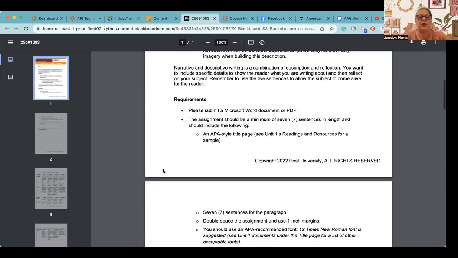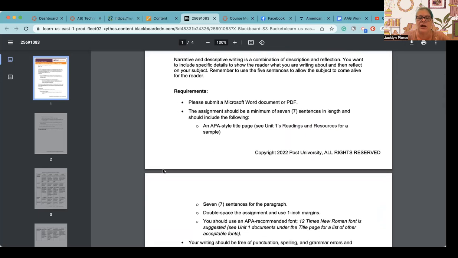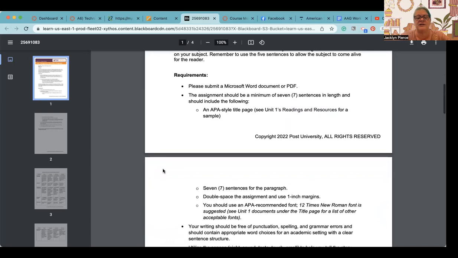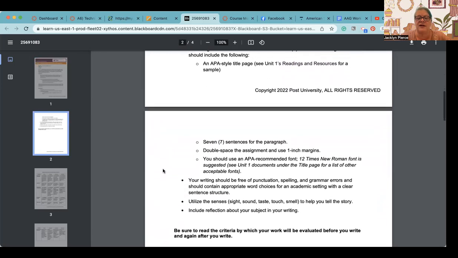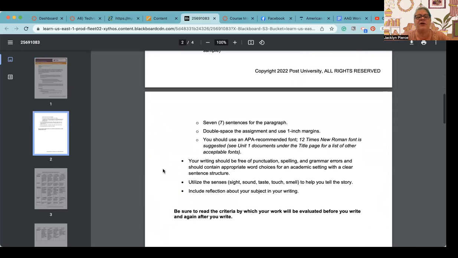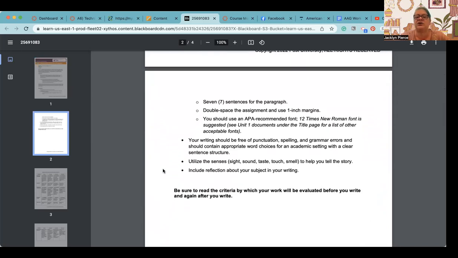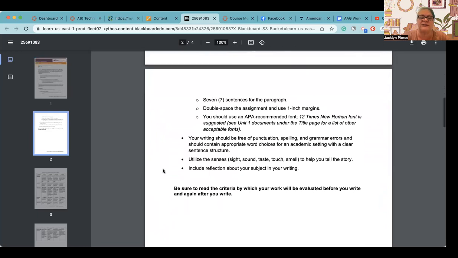So what are you required to do? It has to be a Word document. The paragraph itself needs to be at least 7 sentences and should have the APA style title page, the 7 sentences or more for the paragraph. Everything is going to be double spaced and use the 1-inch margins. It should be a standard font and a standard size.